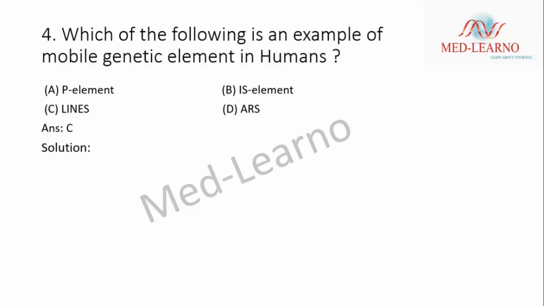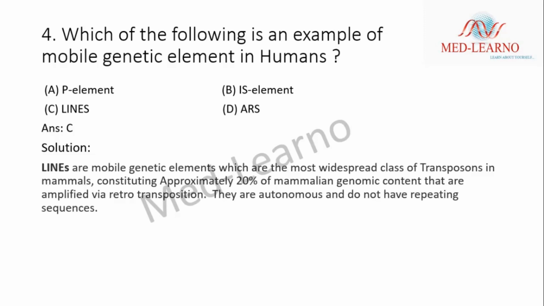Which of the following is an example of a mobile genetic element in humans? Options are P element, IS element, LINEs, ARS. Answer is option C. But before entering into the answer, we should know what mobile genetic elements are. Mobile genetic elements are genetic material which can move around within a genome or move from one species to another. In the human genome, around 50% of the genome is thought to be MGEs, that means mobile genetic elements. So here the answer is LINEs.